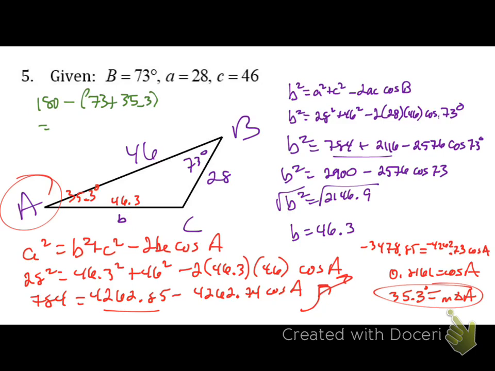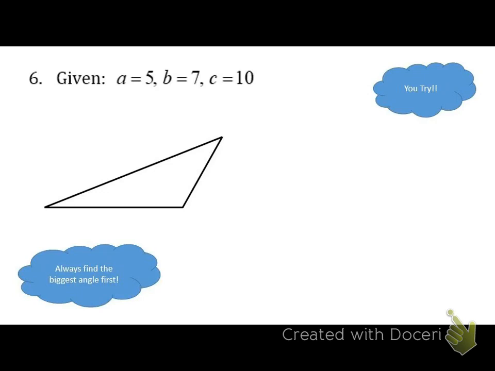And you'll find angle C, which is 71.7 degrees. Okay? And that triangle is solved. So a little bit of work. 2 law of cosines to get you the missing side and one of the missing angles, and then just add those 2 angles up and subtract from 180, and that'll get you the other missing angle. Okay? All right. Then you try it.